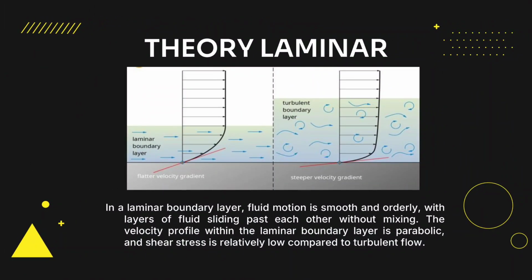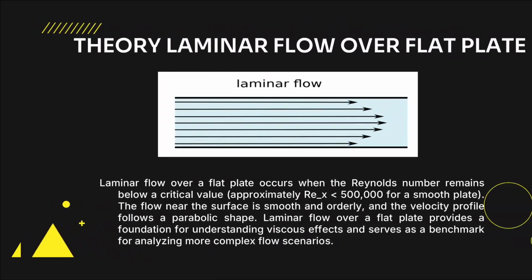In a laminar boundary layer, fluid motion is smooth and orderly with a parabolic velocity profile. Shear stress in this type of flow is relatively low compared to turbulent flow. This characteristic makes laminar flow an ideal starting point for studying viscous effects.